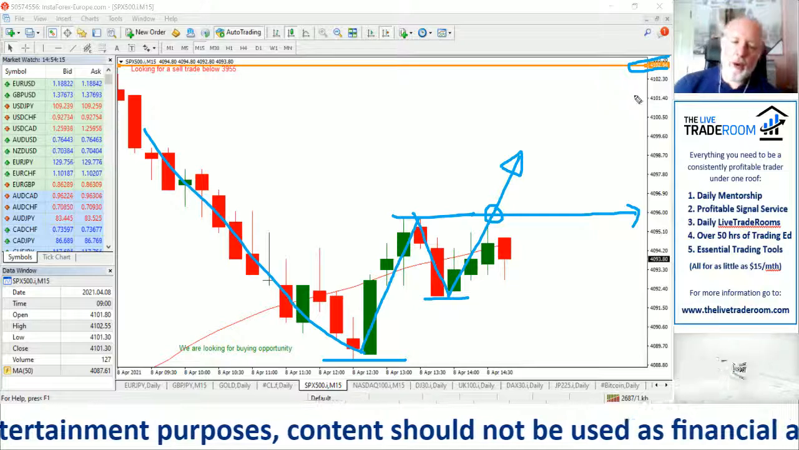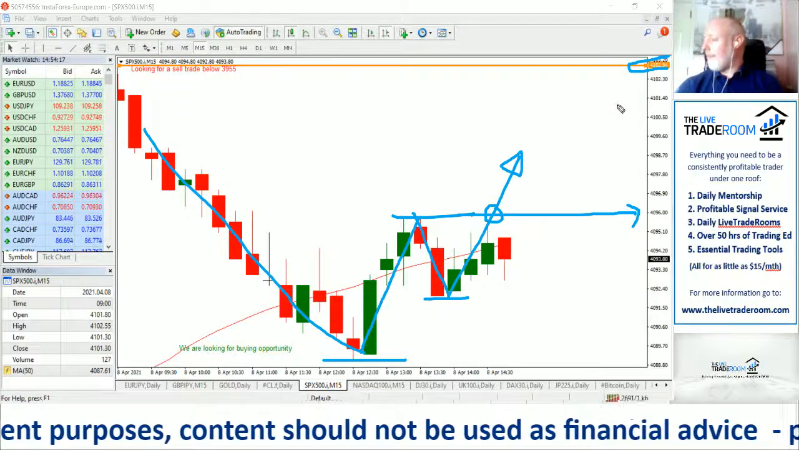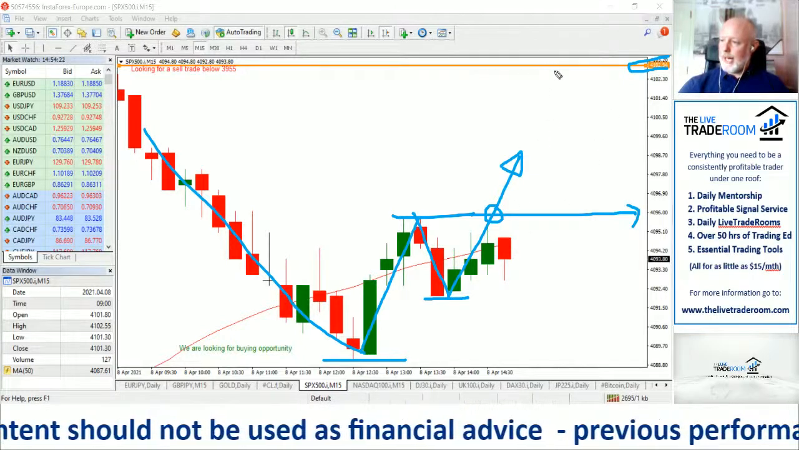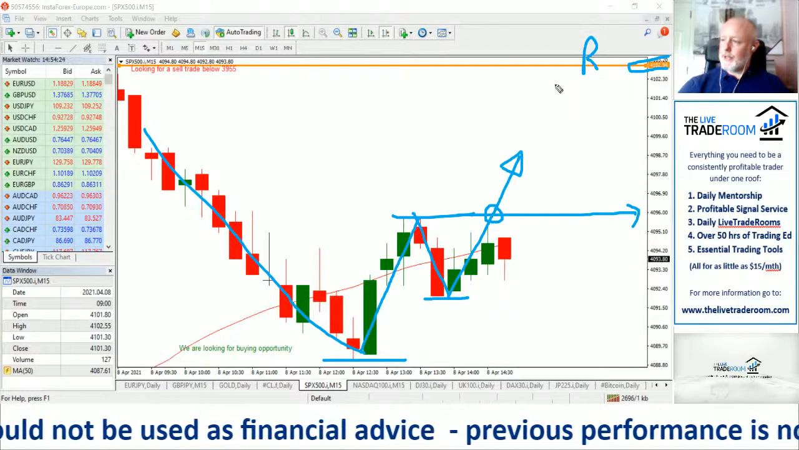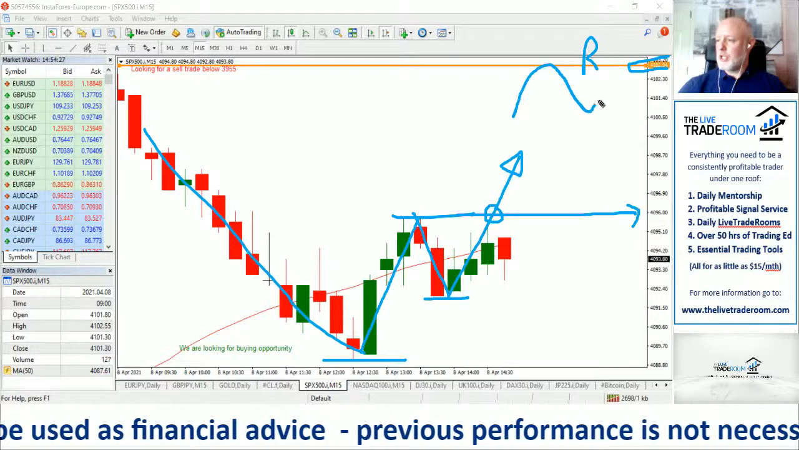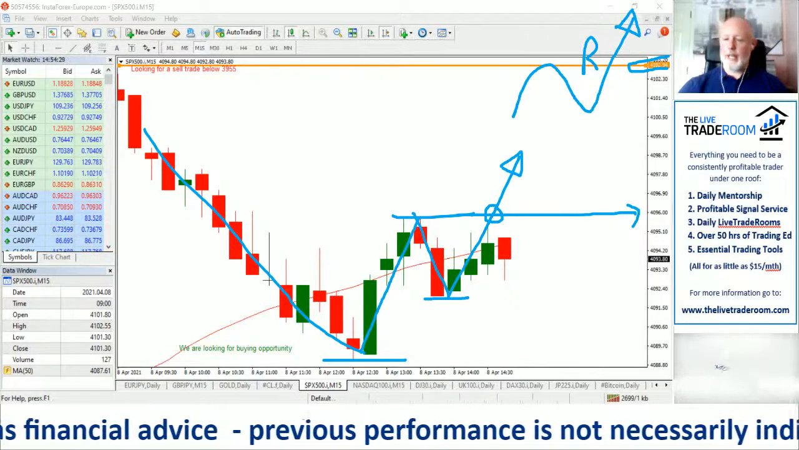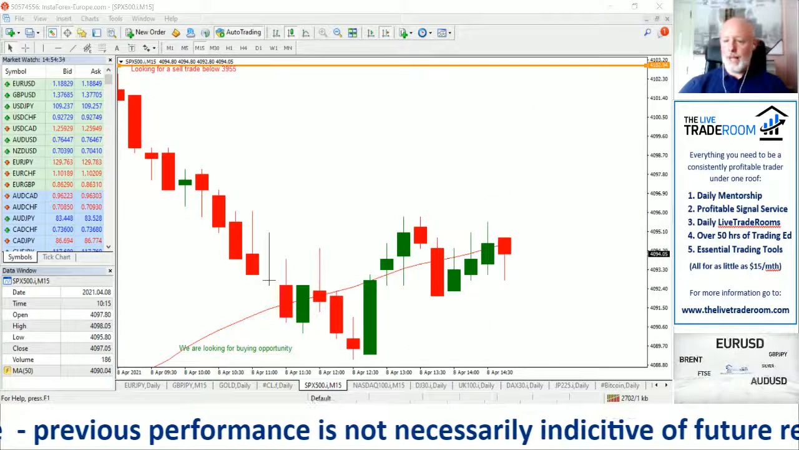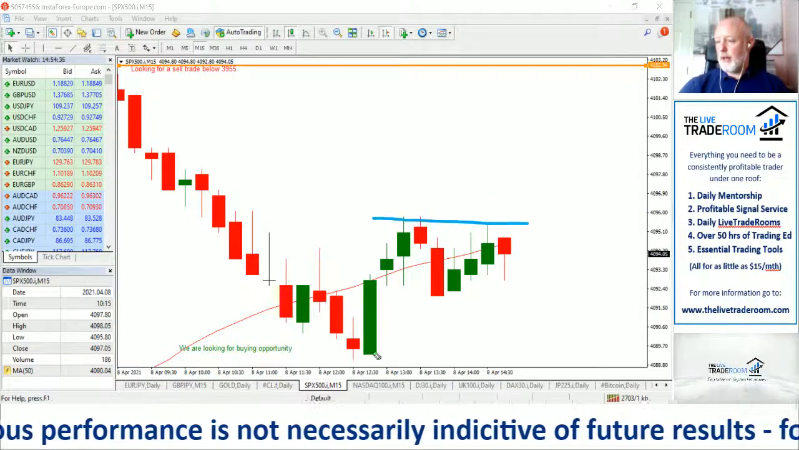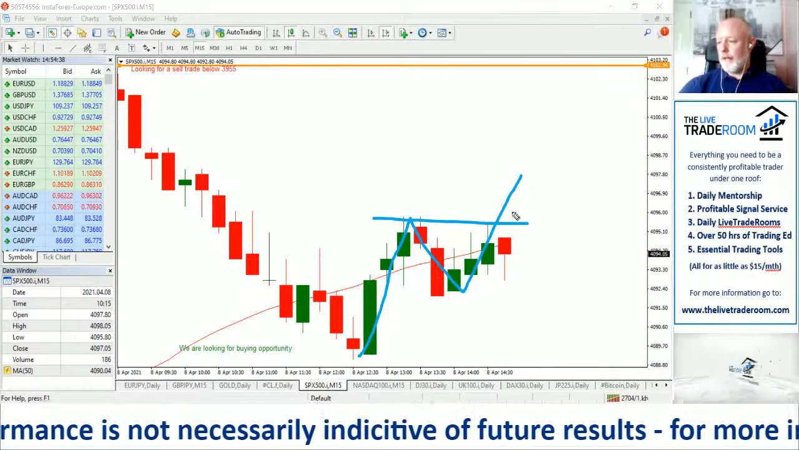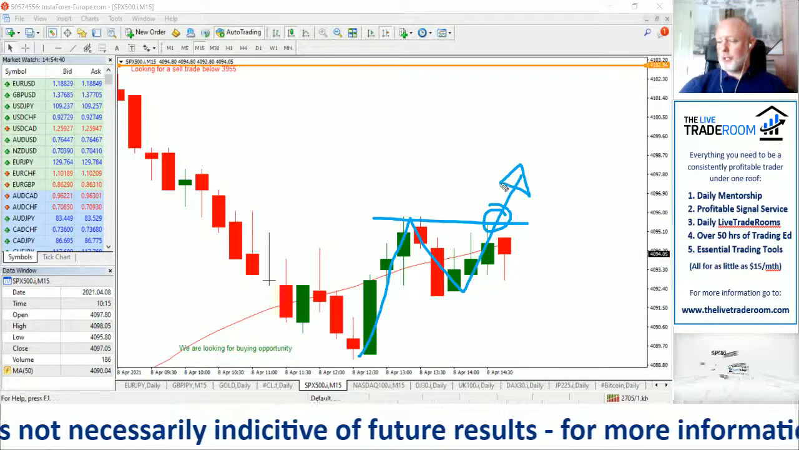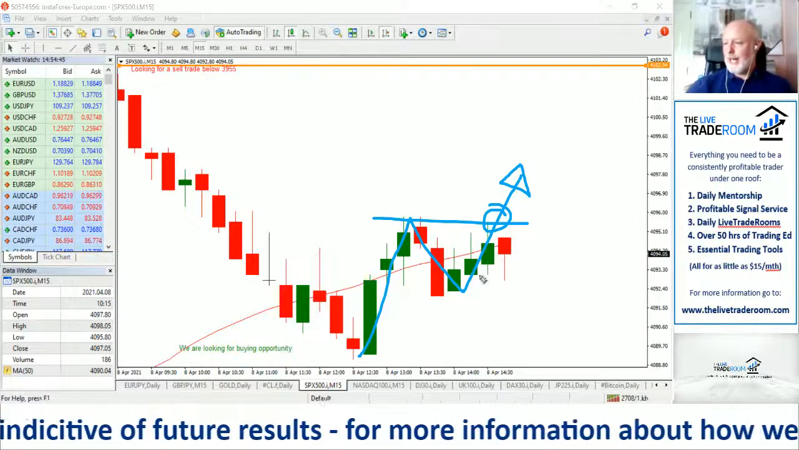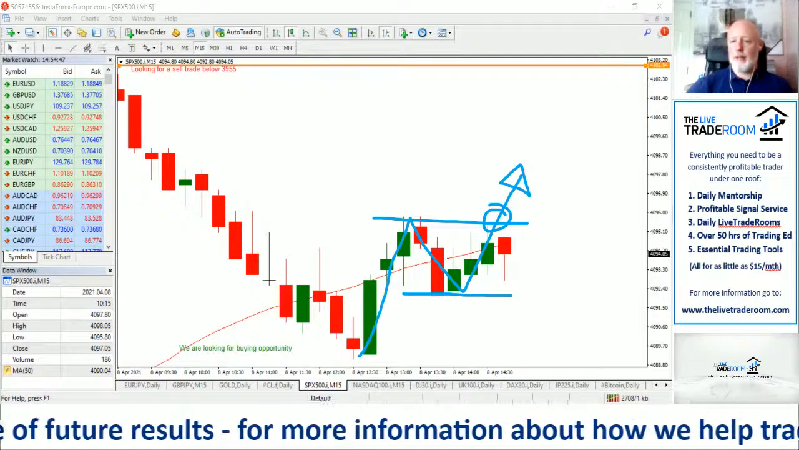The 4100 is an important psychological level. This is now a strong level of resistance. So we might get prices pushing up before we get that next leg to the upside, and that's what we'd be looking to trade. We've got a mini structure being created in here, and we're looking to see if we get prices pushing to the upside, and we are probably 6 minutes away from the cash open. So let's see if some volatility comes into the upside.